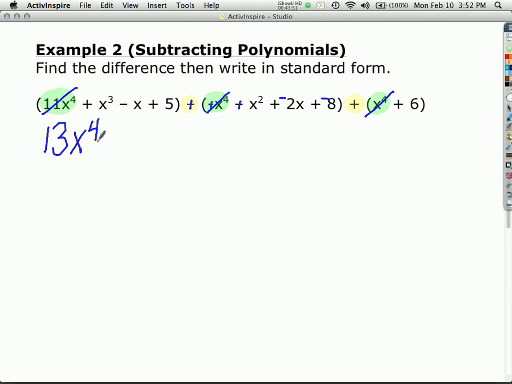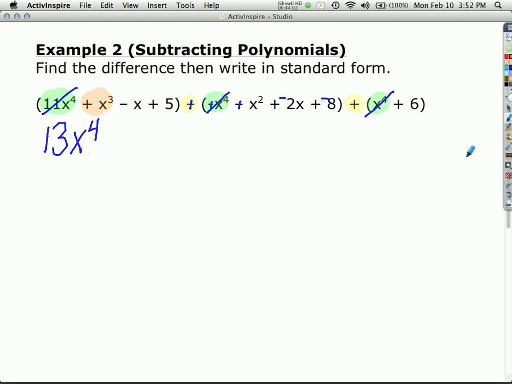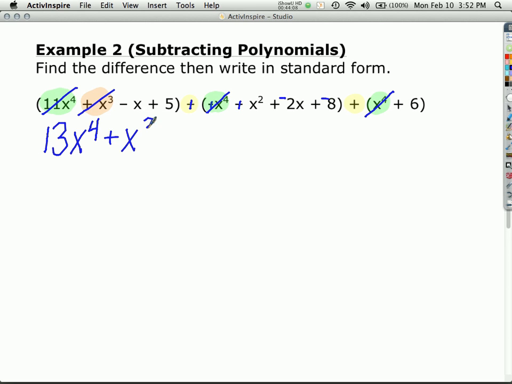Find the next degree. Tristan? X to the third. No partners for it, so that's it. Plus x to the third. Keep going. And we'll go a little bit faster. X to the second I see right here, no partners for it. X to the second. X to the first. We've got a negative 1x to the first and a negative 2x to the first. That's negative 1 and negative 2. I get negative 3x to the first.